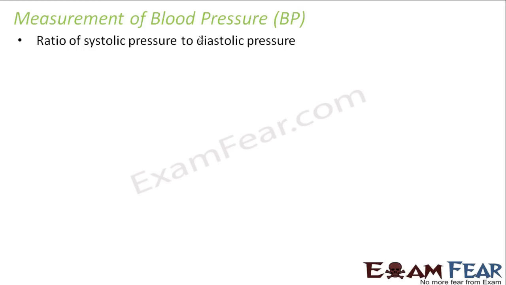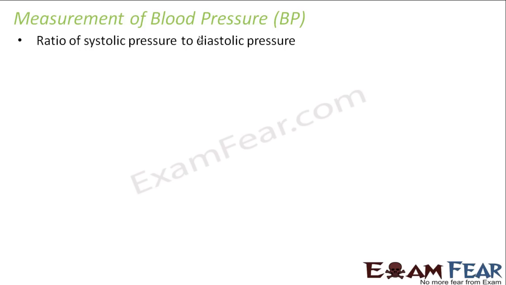So you would have often heard people saying that my blood pressure is 130 by 70. Somebody says that my blood pressure is 160 by 90. So what is that 160 by 90? What is that 130 by 70? So that 130, that is the numerator, is nothing but the systolic pressure, and the denominator is the diastolic pressure. So here the systolic pressure which we are talking about is the ventricular systole.